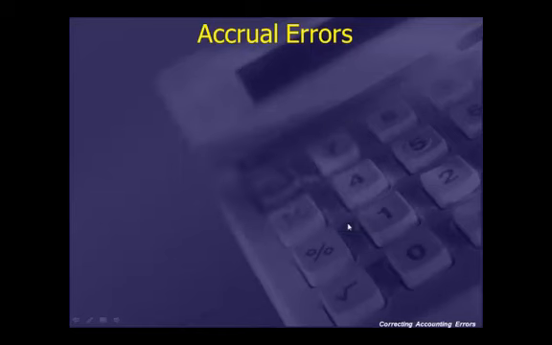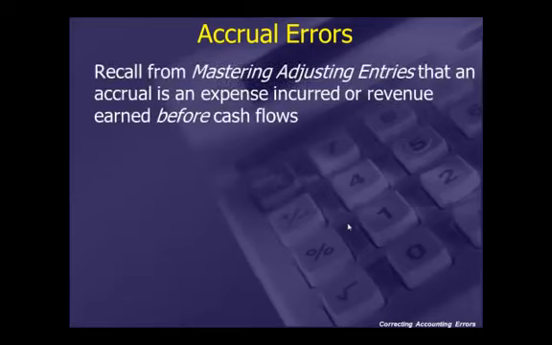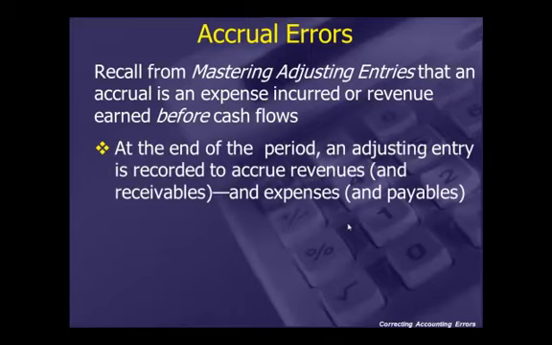Okay, we're still working on the textbook that deals with the correcting entries. Here we're back to looking at accrual errors. And if you recall from mastering the adjusting entries, an accrual is an expense that's incurred or revenue that is earned before cash flows. Cash comes after. Accrual, cash is after.